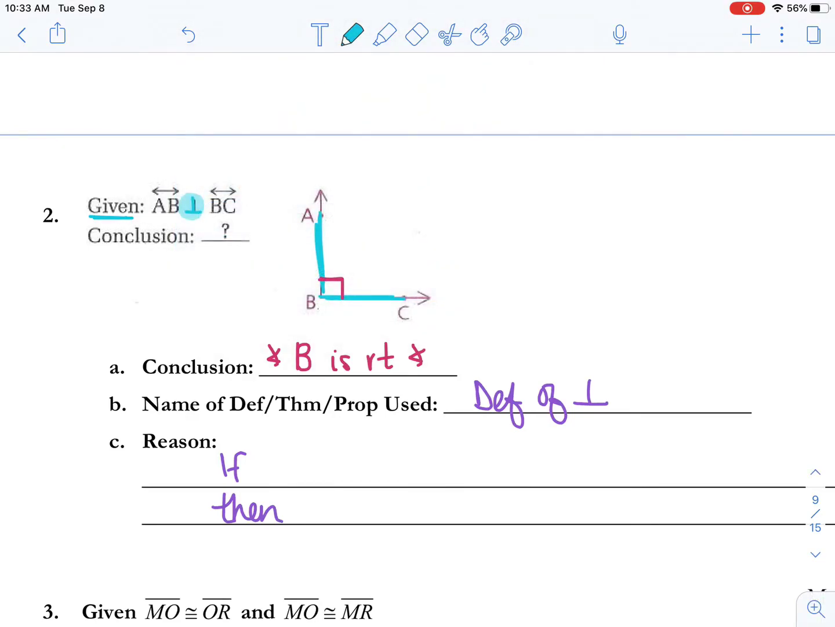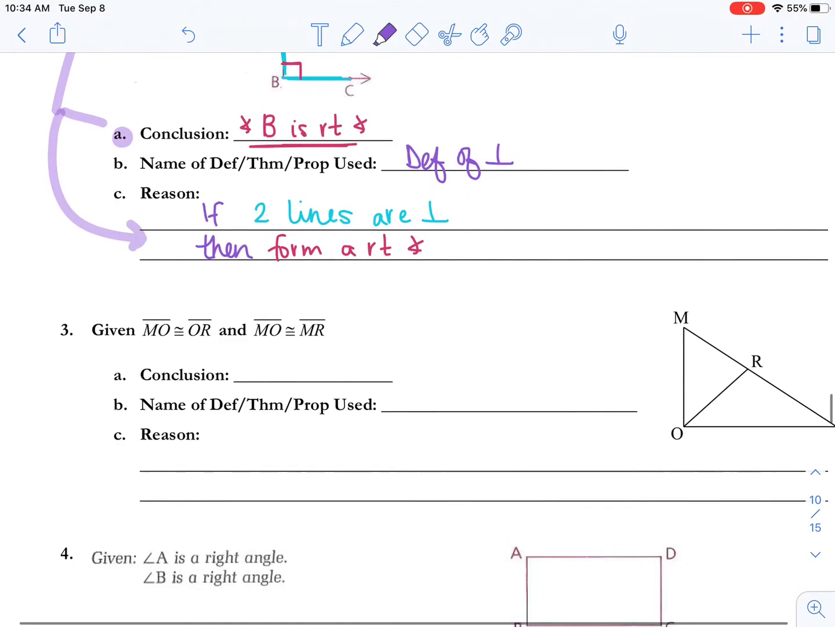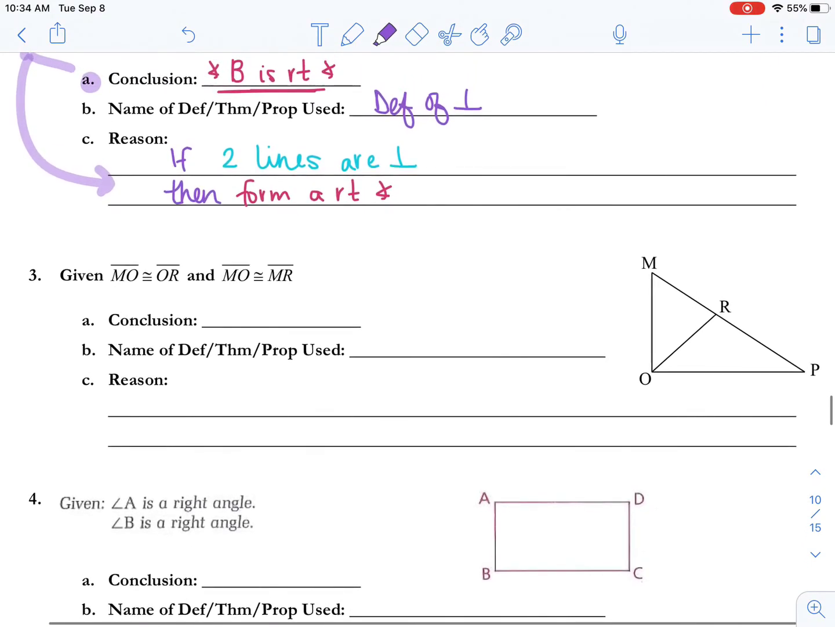Well, we could say the hypothesis is if two lines, and notice I'm being very specific to this problem. Do you guys see these line symbols here? So I'm going to use that. If two lines are perpendicular, then what do they do? Well, then our conclusion is that they form a right angle. All we're doing is putting the given information here together with the conclusion, and these two form our reason. Okay, why don't you try number 3?